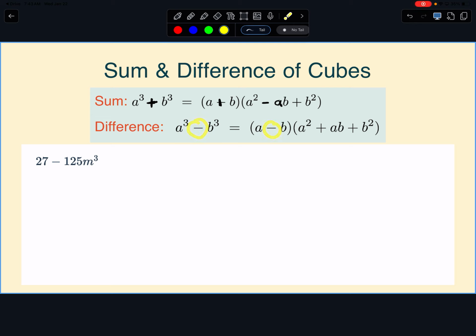Same, opposite, and then always positive. So remember, SOAP: same, opposite, always positive.